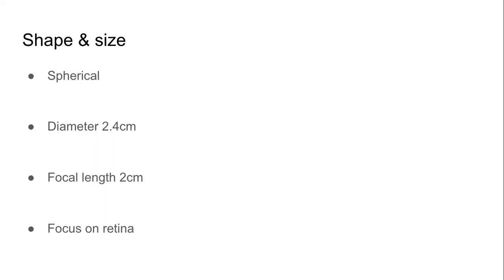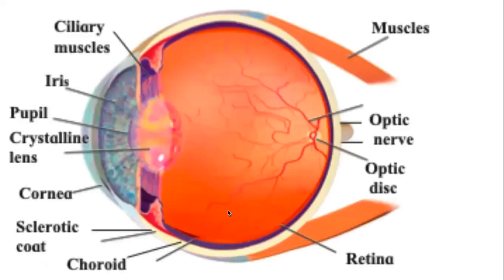The standard focal length of the lens of the eye is 2 centimeters. It can vary a little, but on average, 2 centimeters. The diameter is 2.4 and the focal length is 2. Of course, it focuses on the retina. Let us understand what this means. This eyeball of yours is 2.4 centimeters.